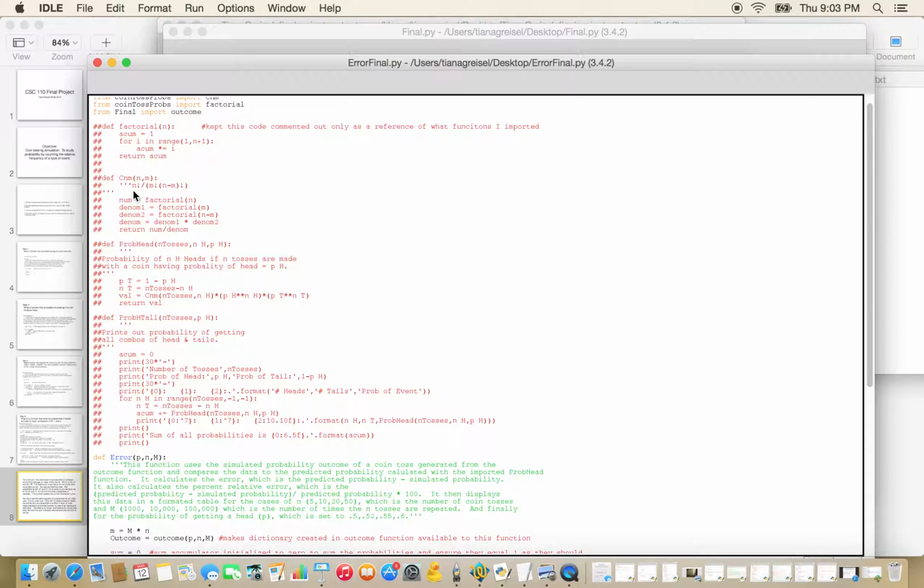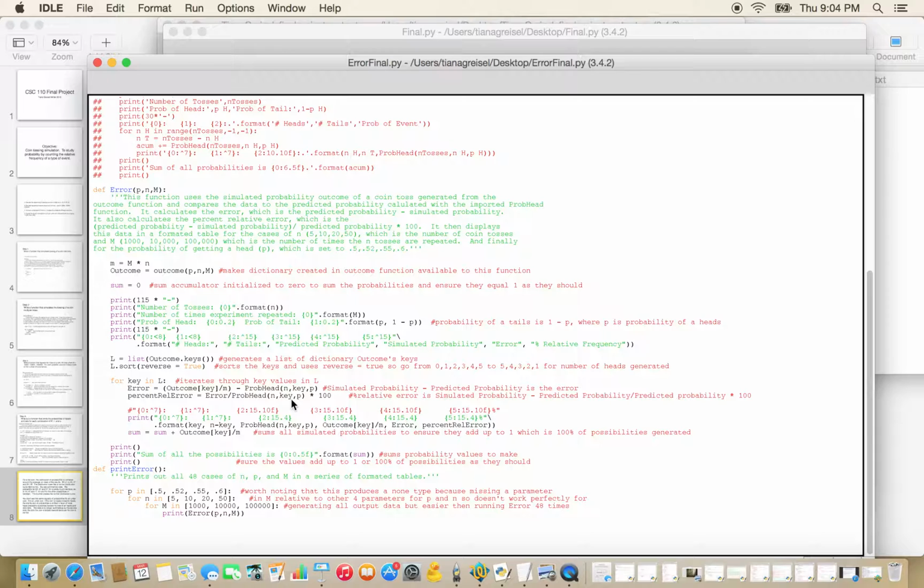So n factorial is the number of times that experiment was repeated, over m factorial, which is how many times you got a head, and n minus m is the tails in this case. Then you multiply it by the probability of getting heads raised to how many heads you got, and the probability of getting tails raised to how many tails you have.